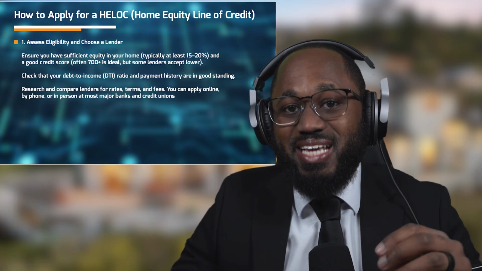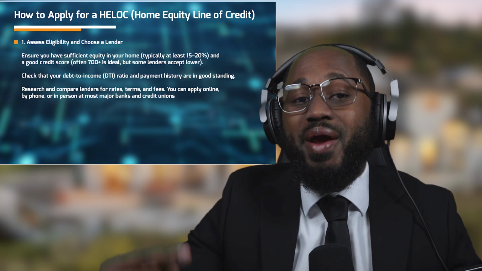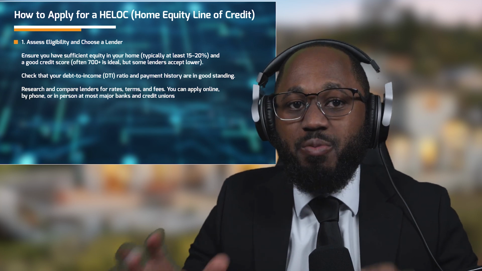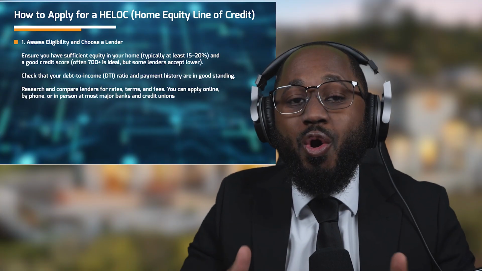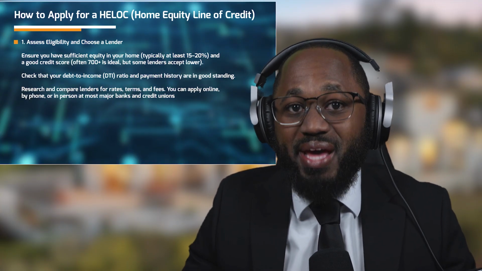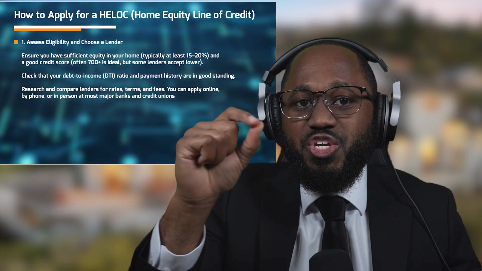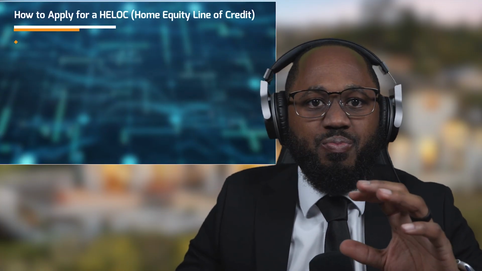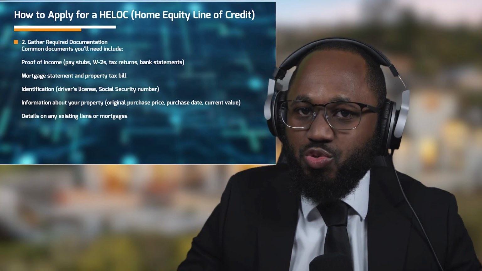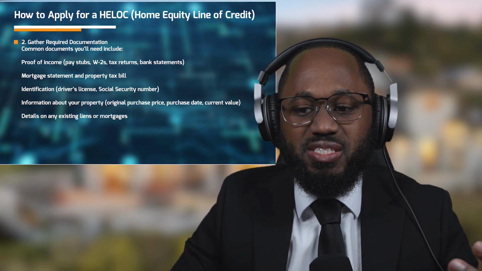Check that your debt to income ratio and payment history are in good standing. Research and compare lenders for rates, terms, and fees. You can apply online, by phone, or in person at most major banks and credit unions. You're going to want to gather required documentation. That is like proof of income, pay stubs, W-2s, tax returns, bank statements, etc.